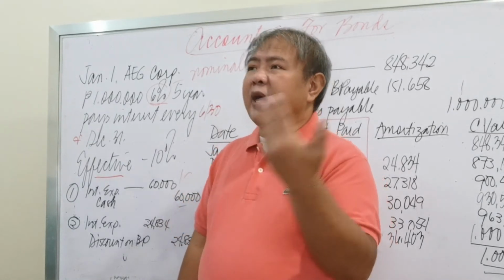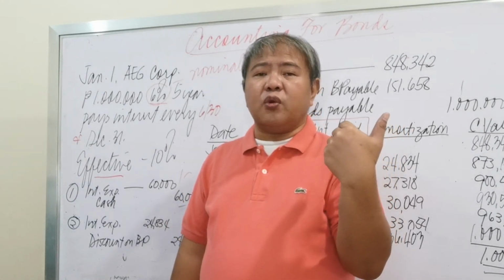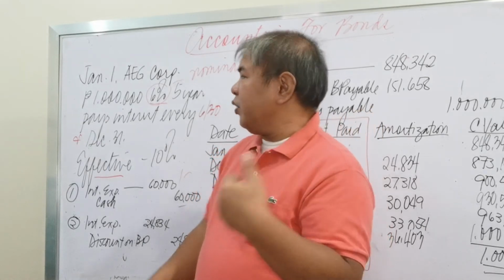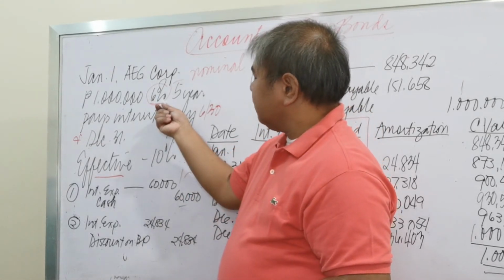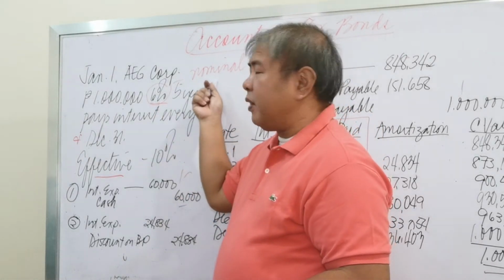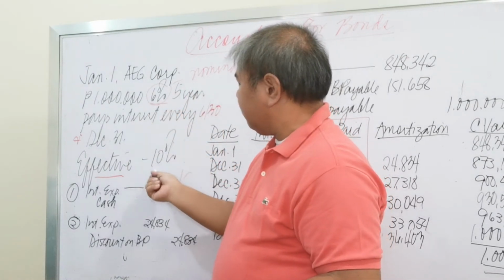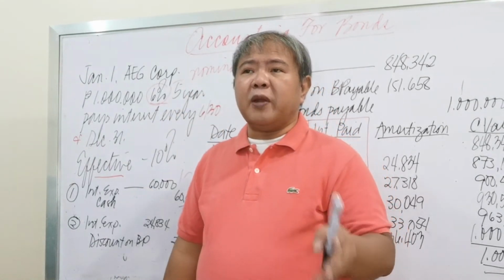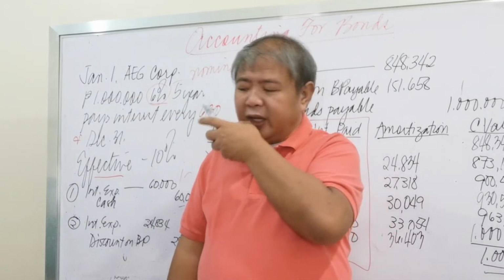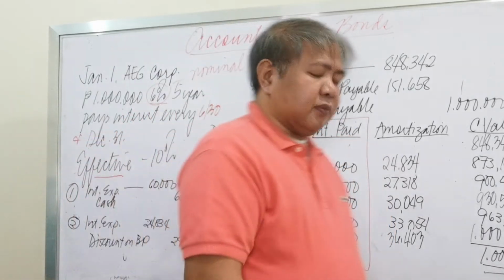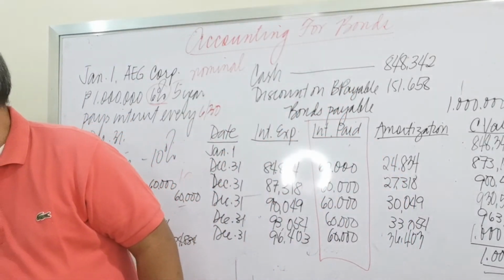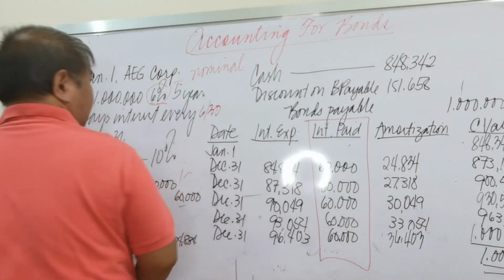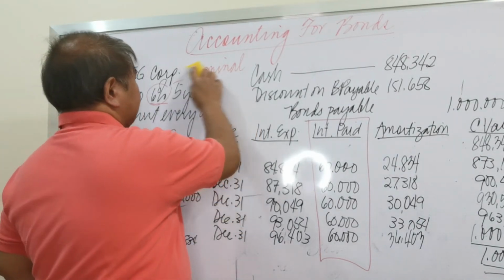Now, if you go back to our computation earlier on the issue price of the bonds, what we're going to do is just divide this by 2, since it is semi-annual, and also divide this by 2, and multiply the periods by 2. Okay? So, shall we do it? Okay, let's do it. Let me erase this one.